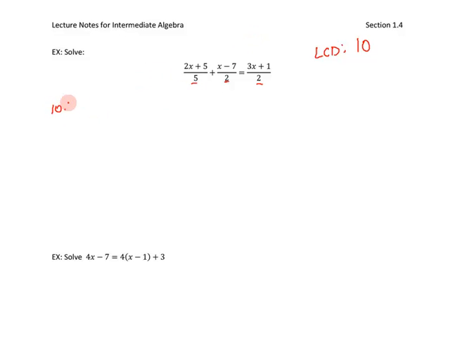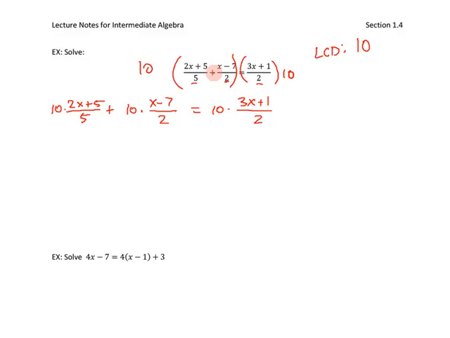I'm going to take 10 times (2x plus 5) over 5, plus 10 times (x minus 7) over 2, equals 10 times (3x plus 1) over 2. Basically, I multiplied both sides by 10, multiplied by 10 here, multiplied by 10 here. On the left-hand side, because it's a plus, I distribute it. So that's what happened there.